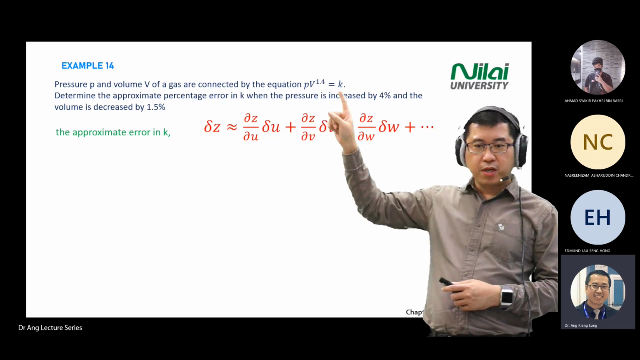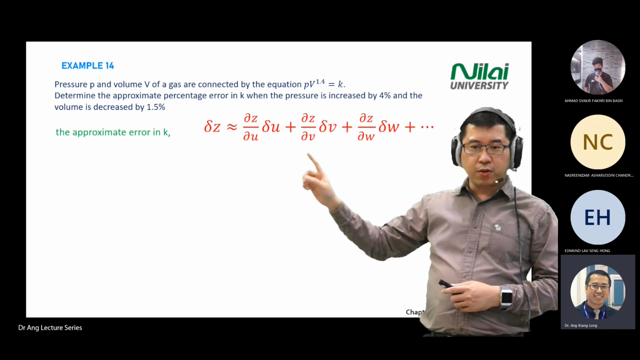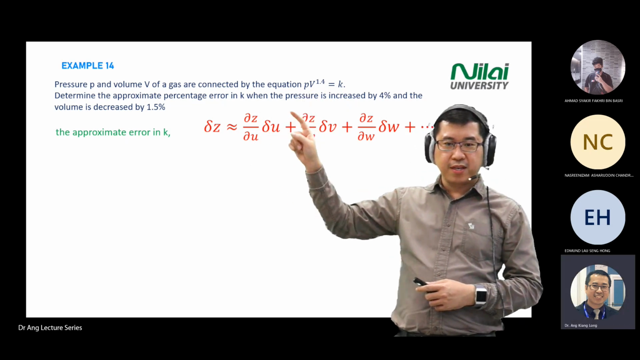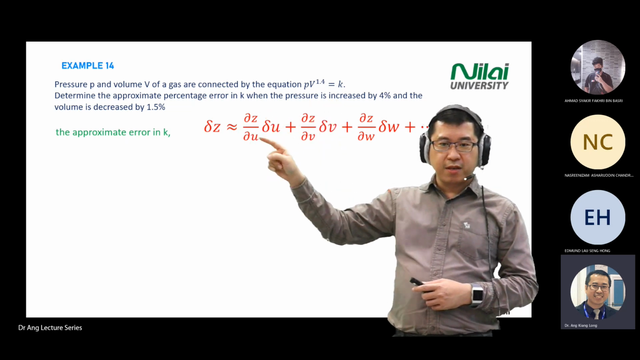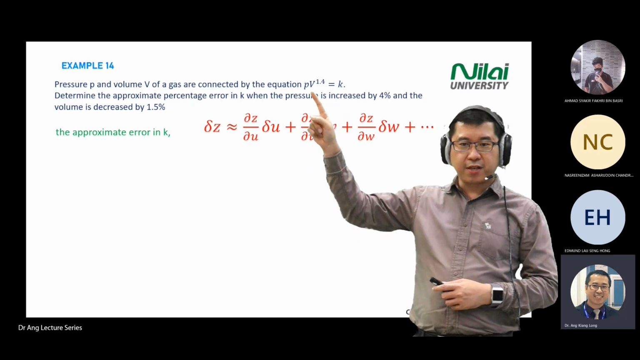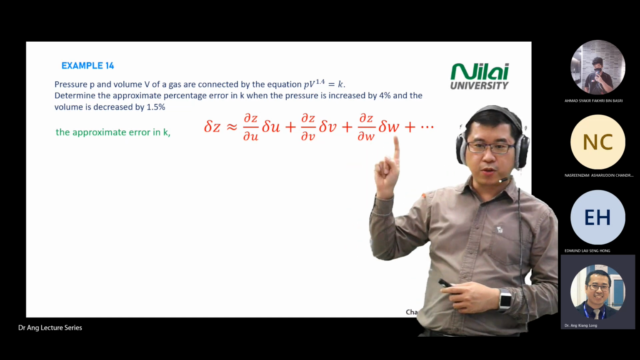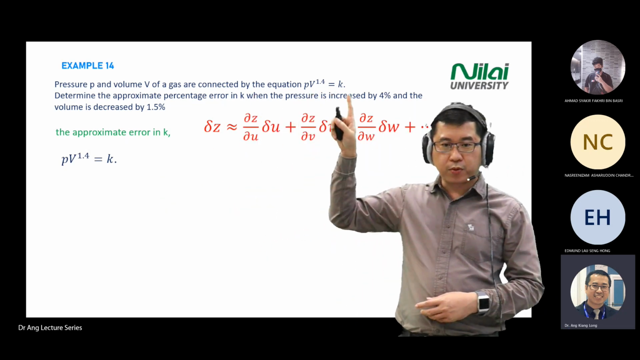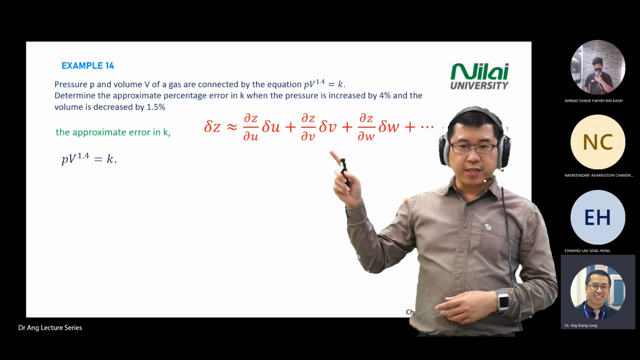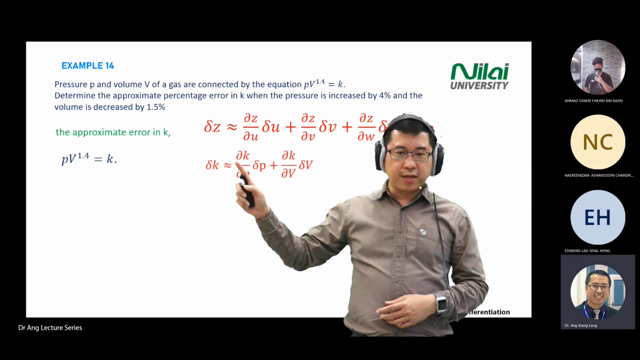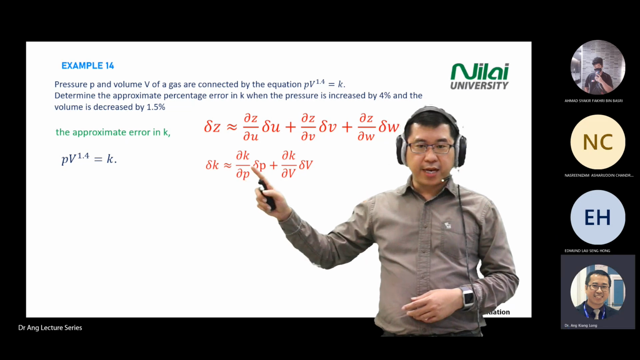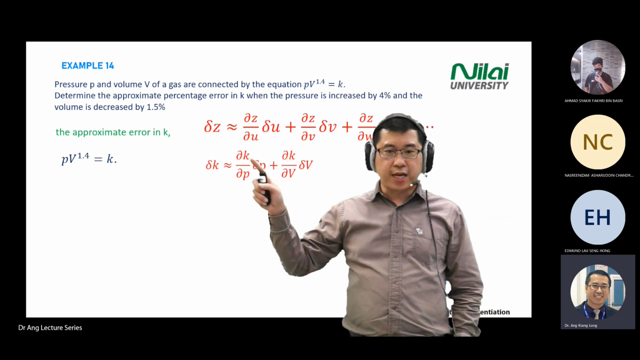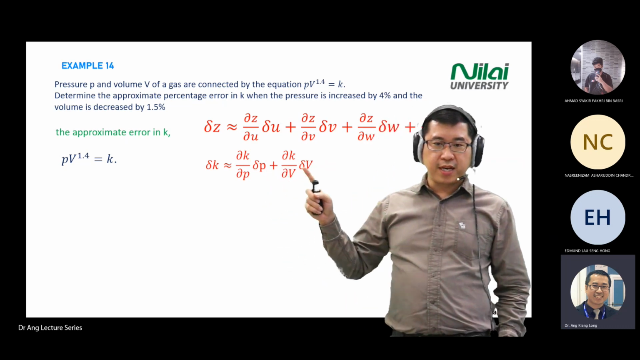However, here you only have two components, since K is influenced by P and V. So z will be replaced by K, u by P, and v by V. We don't have the third one, so we don't need to continue. Write the equation given in the question, PV^1.4 = K, then write in this format: del K is approximately partial K over partial P times del P, plus partial K over partial V times del V. You compare side by side, because the question gives K and asks you to find in terms of K.